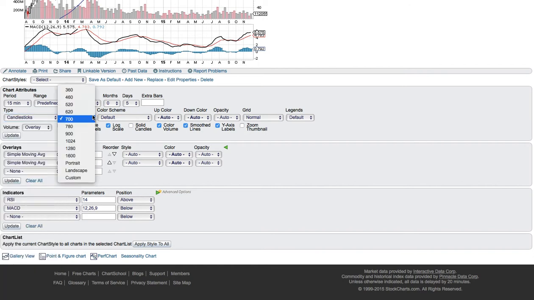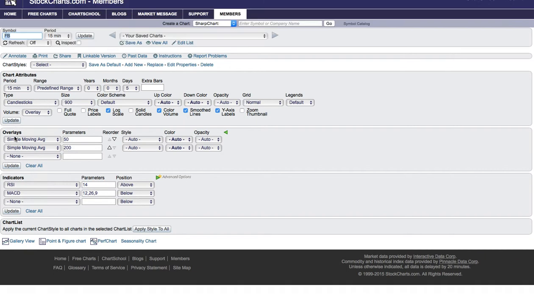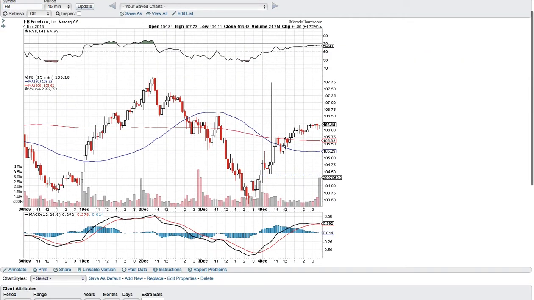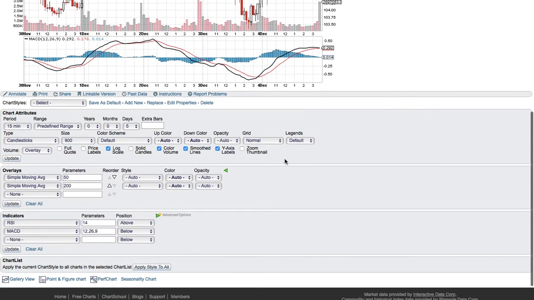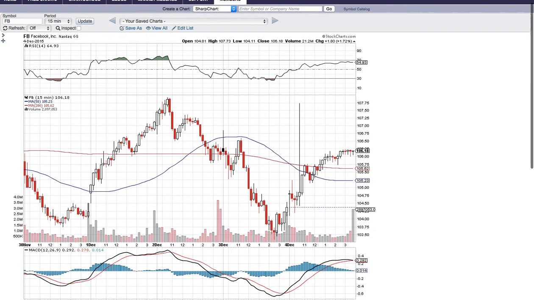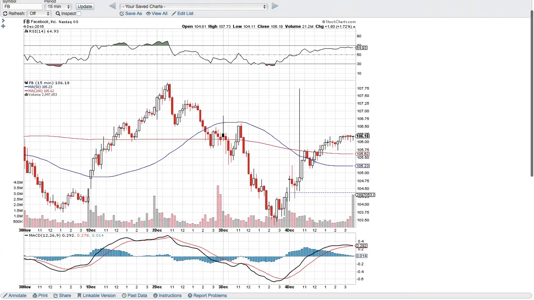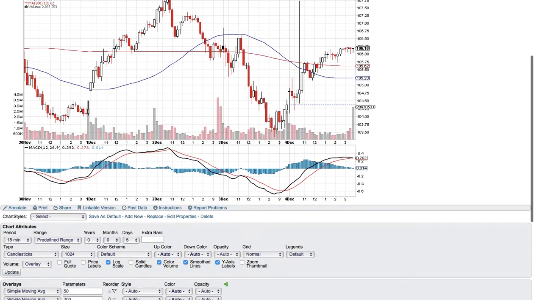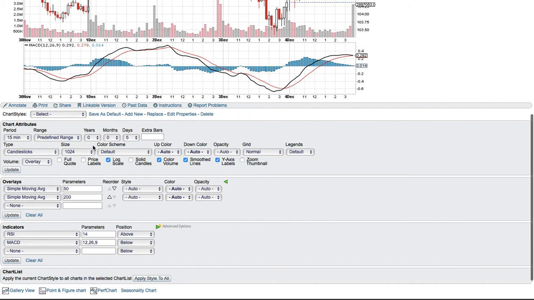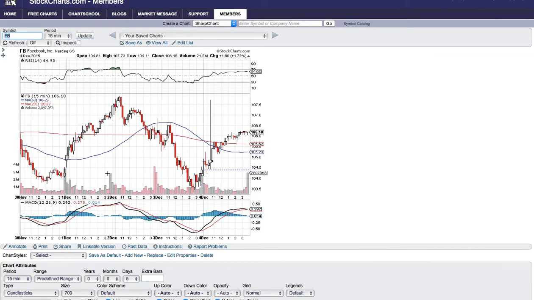And here's the size of the chart. Right now it's at 700, which is a little small, so you might want to make it bigger and change it to 900, so you can see how big that makes it. Or if you want to really be able to see the chart, maybe go up to 1024, which makes a bigger chart and makes it easier for viewing. Right now we're just doing the 700.